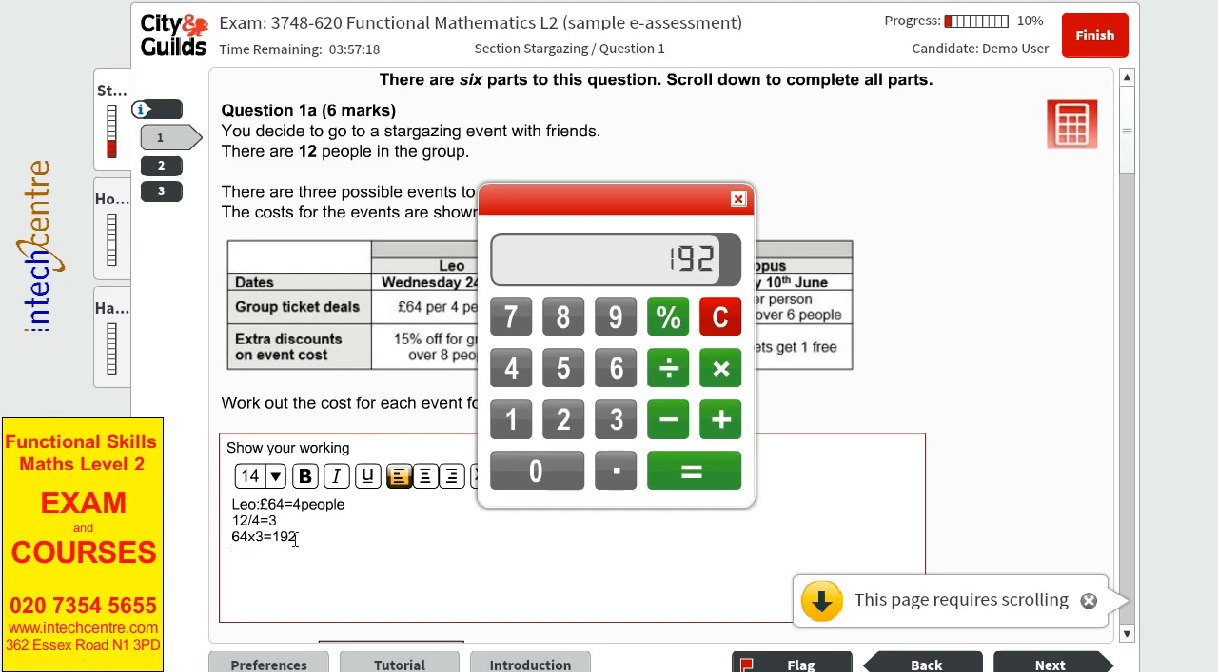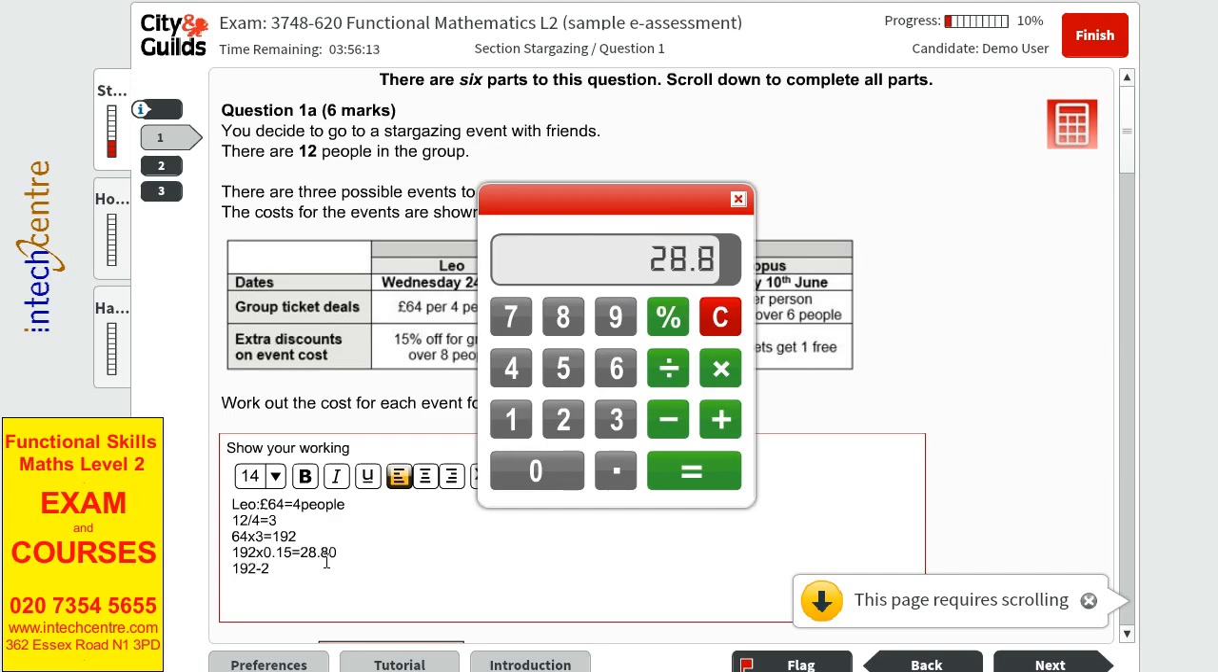Now, to find out what the discount is, we do 192 times 15 divided by 100. Or the easier version would be 192 times 0.15, because we divide 15 by 100. And then the answer will be 192 times 0.15. Our discount will be £28.80.